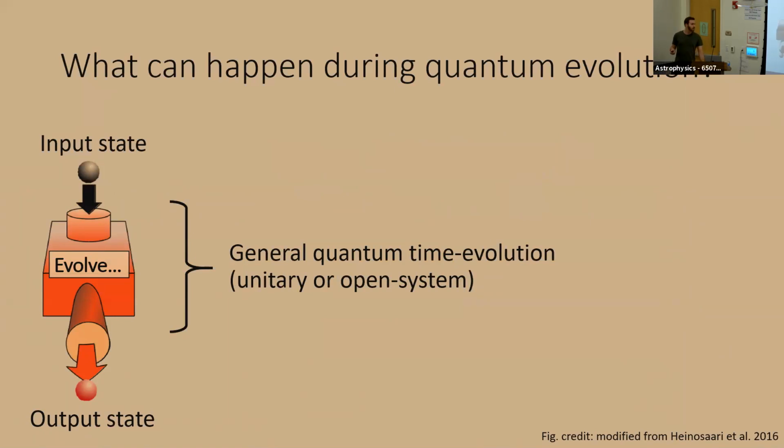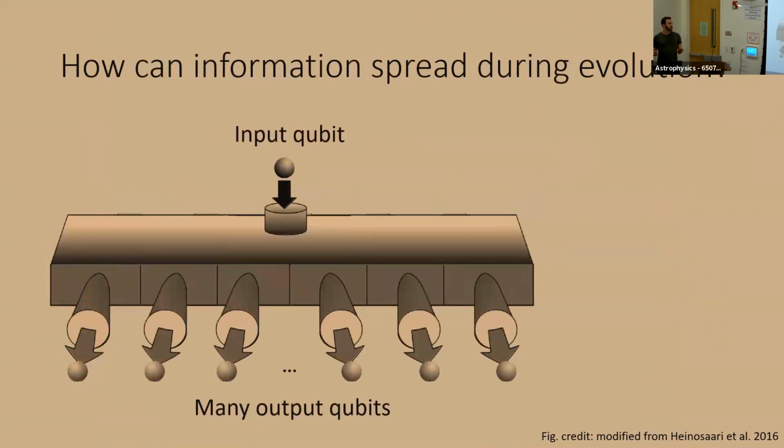And in particular, I want to be asking about when the output system has many degrees of freedom. So you can imagine that we take a qubit, we couple it to a lot of qubits, we let them evolve, and then we study all of those output qubits. And we can ask what sort of things can happen during this evolution. In particular, how can information spread during this evolution?